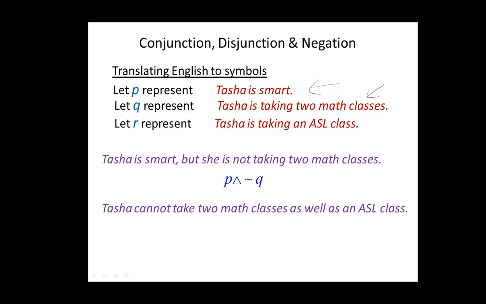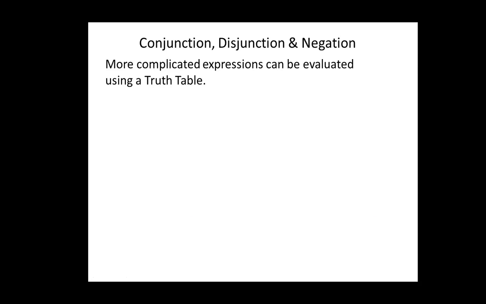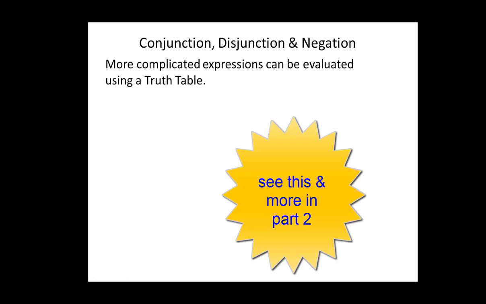Here's another one. Tasha cannot take 2 math classes as well as an ASL class. It might have to do with scheduling. She just can't get 2 math classes and an ASL class in her schedule. So what does that mean in terms of our P, Q, and R? Well, she can't take her 2 math classes and an ASL class. So that's not the quantity Q and R. Now we can take more complicated expressions and we can evaluate them using a truth table.